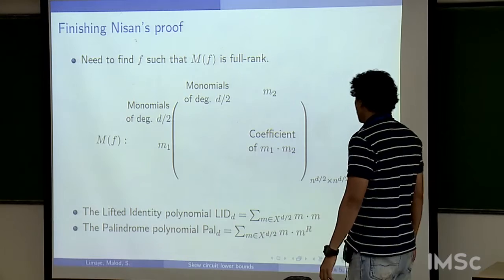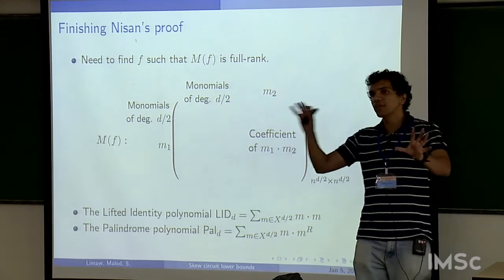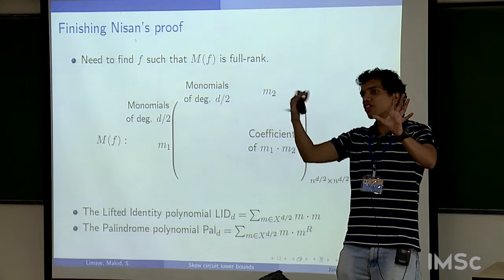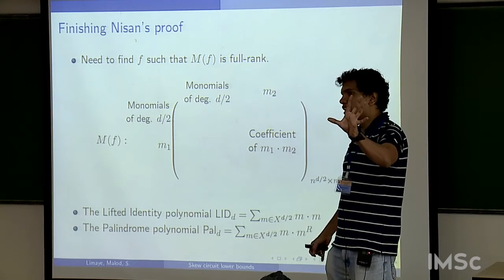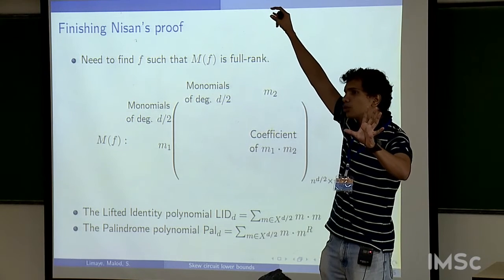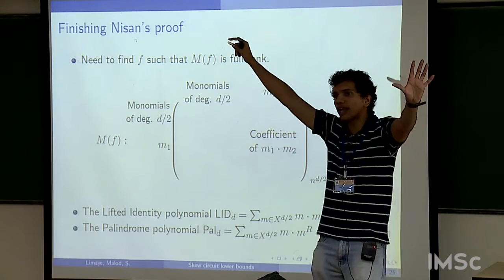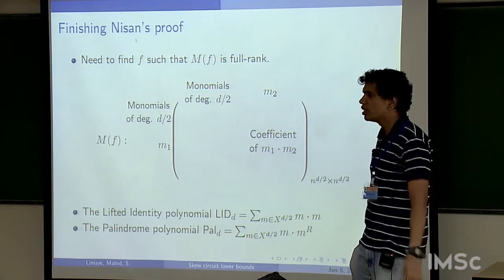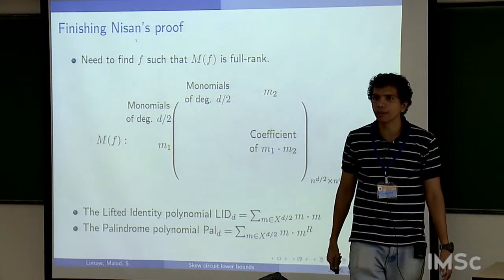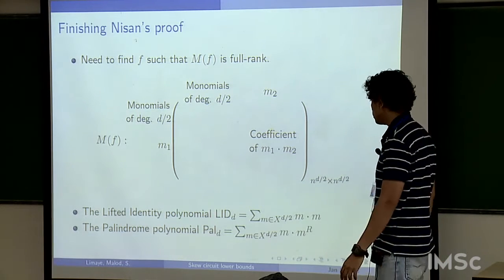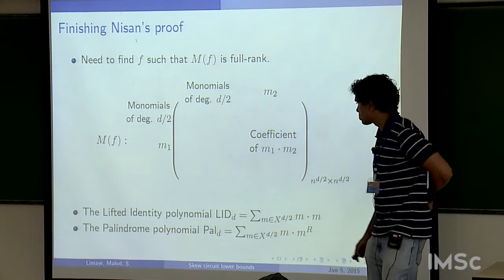Here's another one that is useful, the palindrome polynomial. So instead of doing m times m, I'll take m times the reverse of the string m. Once again, corresponding to every m1 here, there's exactly one m2 such that the corresponding entry is 1. Similarly, corresponding to every m2, there's exactly one m1. So this is not an identity matrix, but it's still a permutation matrix, so it's full rank. Okay. So we get lower bounds for both of these polynomials.